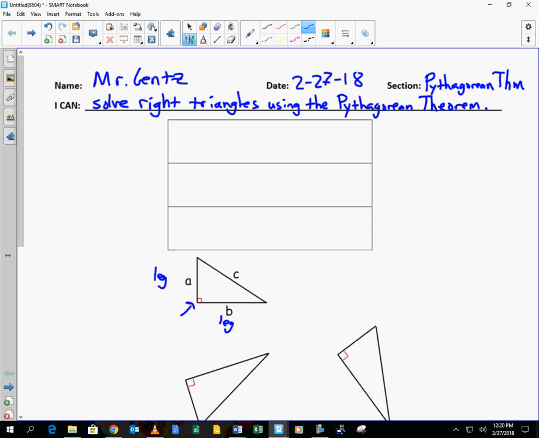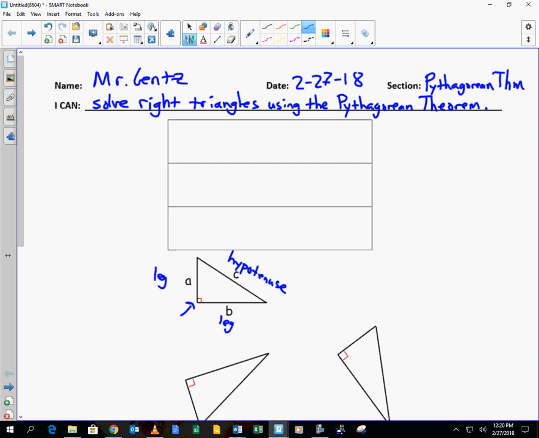There's a longest side in a right triangle, a longest side. It has a special name. It begins with an H. Does anybody know what it is? Hypotenuse. I can tell you more about that word tomorrow. Hypotenuse is the longest side. It's always across from that 90-degree angle.